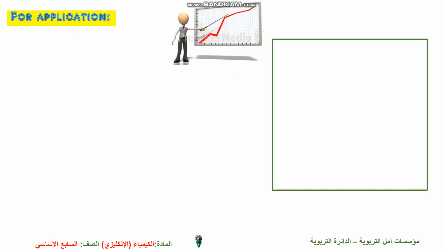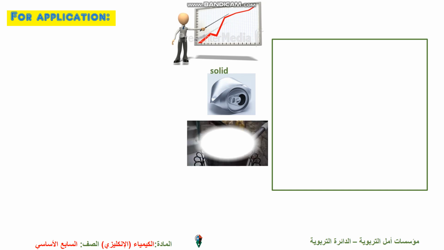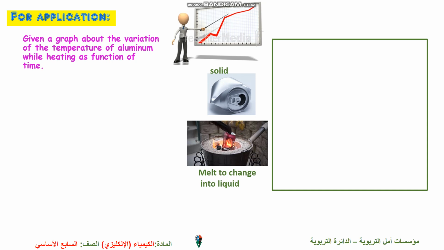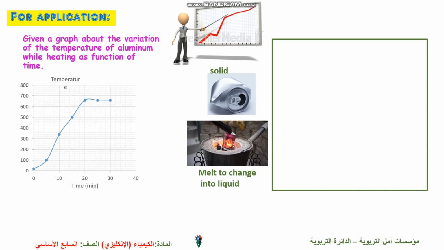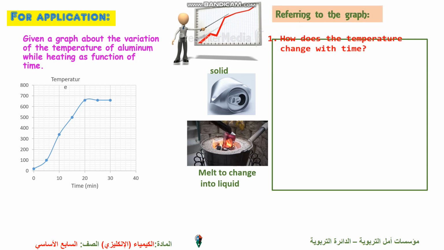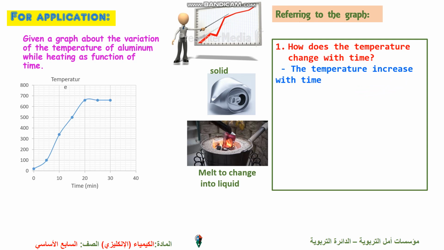Another application, I want to study aluminum. What is aluminum? Aluminum is a solid substance and it melts and changes into liquid when we heat it. I have a graph about the variation of temperature of aluminum while heating. This is the graph. Referring to the graph, I want to know how the temperature changes with time. So the temperature increases with time, yes, because the curve is going upward.